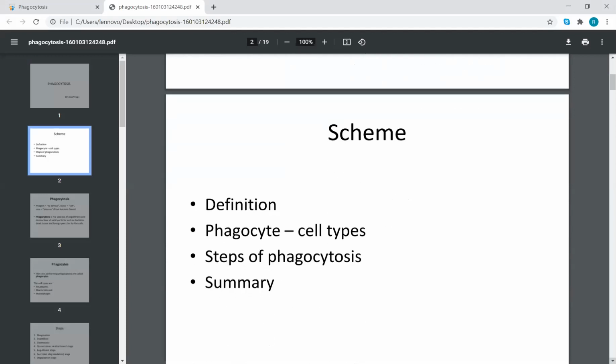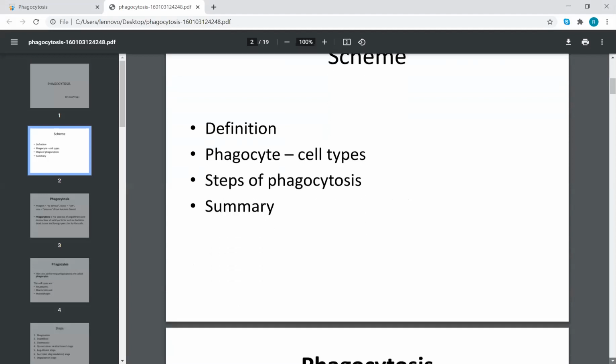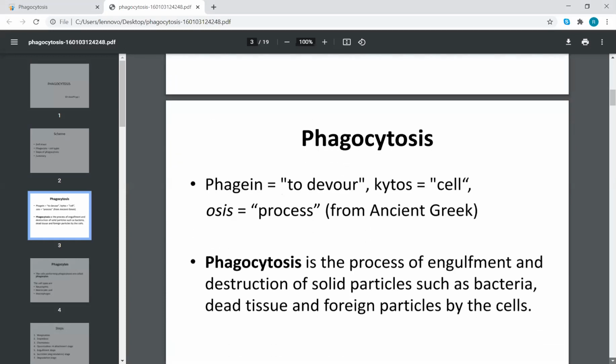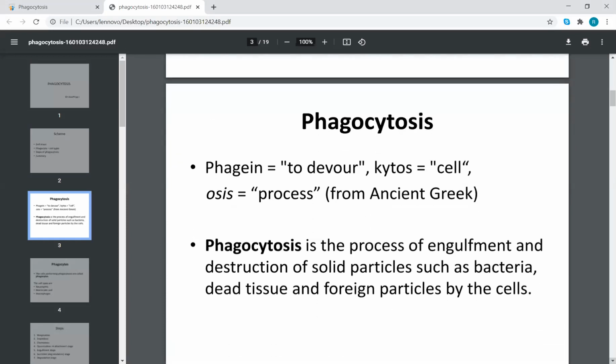So look at the cell types of phagocytosis, and we'll summarize. Nothing dramatic here. This is a bit of historical background, as you can read it.